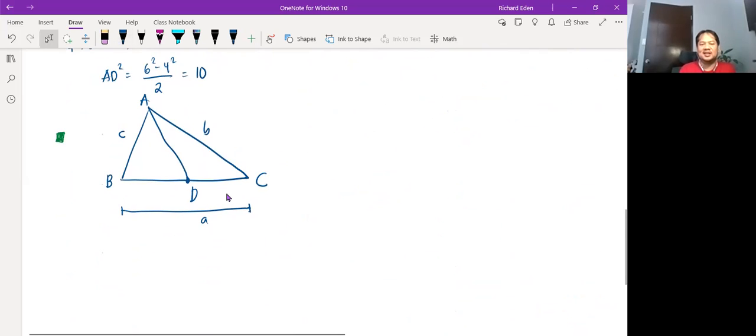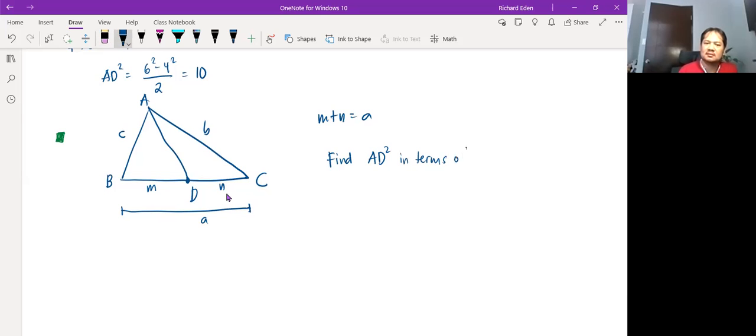And the AD divides the opposite side into segments of lengths M and N. So therefore, M plus N equals A. Well, because BD plus DC make up BC, which is a segment of length A. Find AD squared in terms of A, B, C, M, and N. Right?